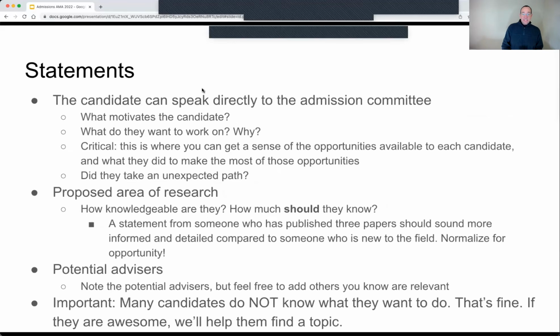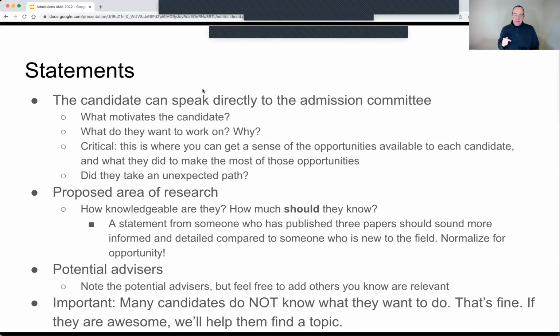Okay, so those are letters. As I said, there's not much you can do about that, but I wanted you to know what we look for. In terms of statements, this is where right now you can do the most to help your application. So a statement is where you speak directly to the admissions committee. It's the only part of your application where you're literally writing to us, okay?